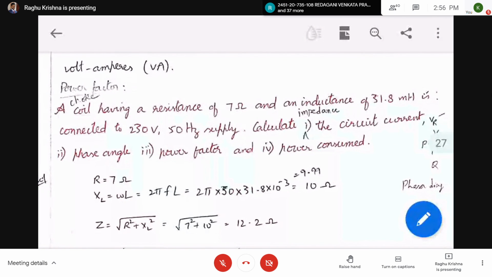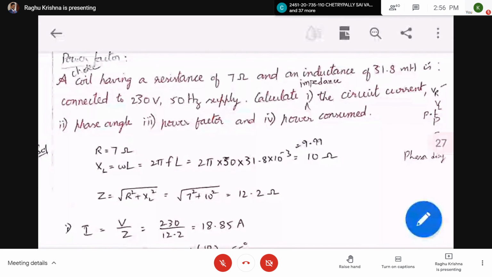Power will be consumed only by the resistor. First let us take R equal to 7 ohm, XL equal to omega L. Why do you require XL? Because we have to get the impedance value Z, which is under root of R square plus XL square. Omega equals 2 pi f, where omega is the angular velocity in radians per second and f is the supply frequency in hertz.